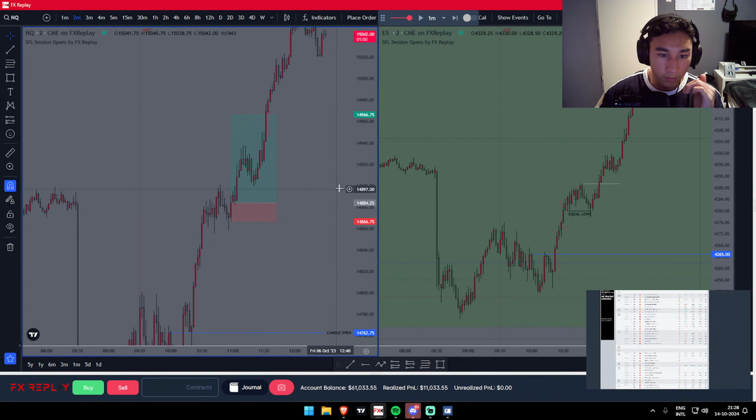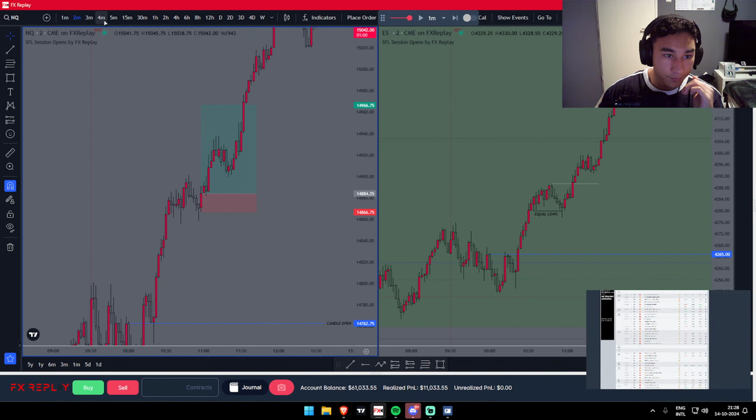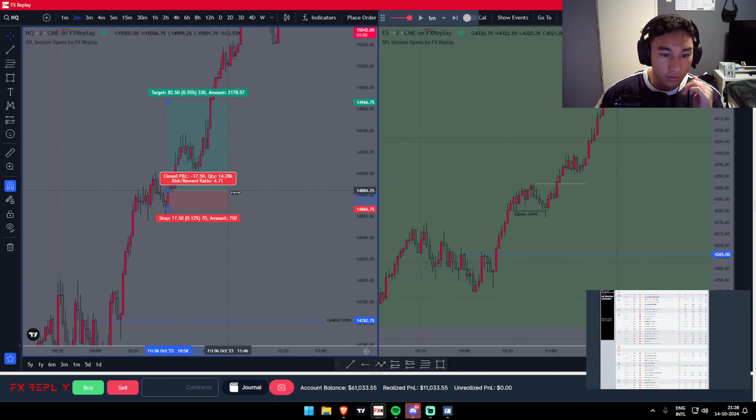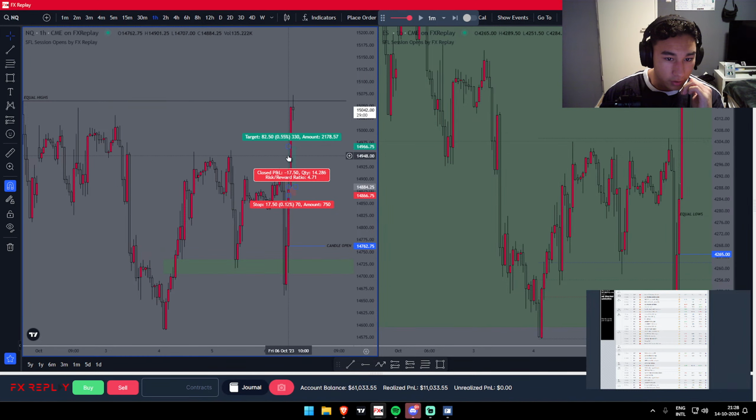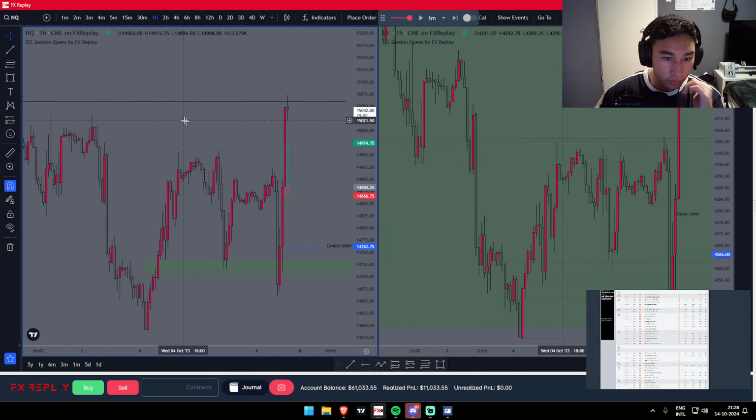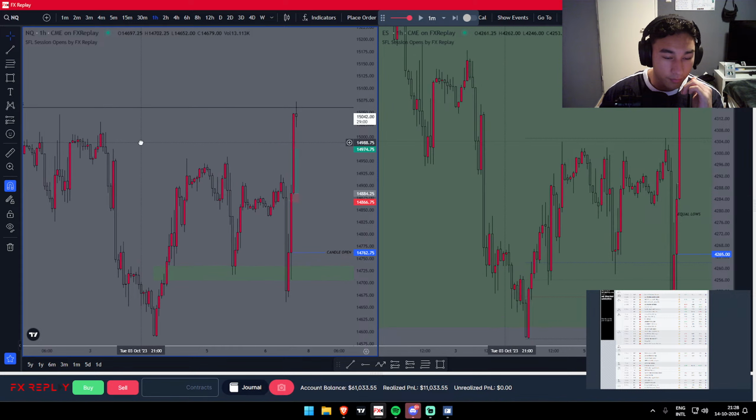Oh yeah, okay, let's extend this. Okay, so this was the market maker buy model here. This was stage accumulation, so this was full TP there. Wait, it was first TP.